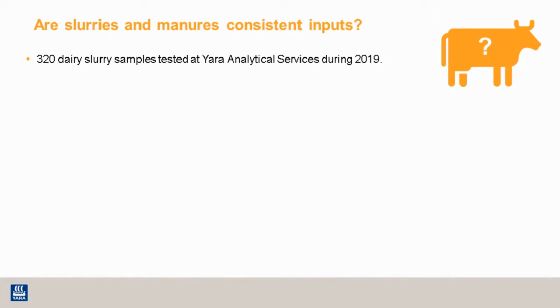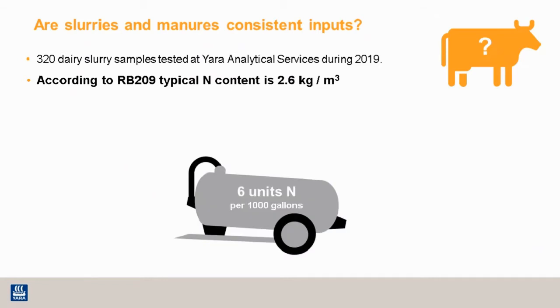Anyway, on we go. So according to RB209, a typical 6% dry matter slurry will contain around 2.6 kilograms per cubic meter of nitrogen, or per ton. So if we want to think of that in terms of what we apply, that's about 6 units of available nitrogen per 1,000 gallons of slurry, if we're putting it on by splash plate. And on average, that typical value is about right when we look at the average of all the dairy slurry samples that we analysed through our lab last year.